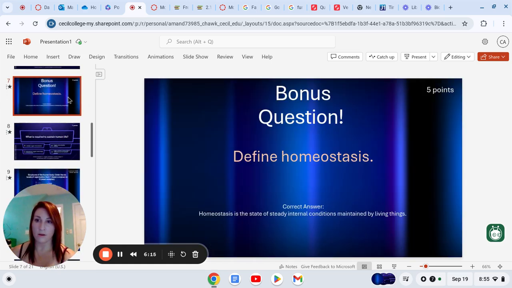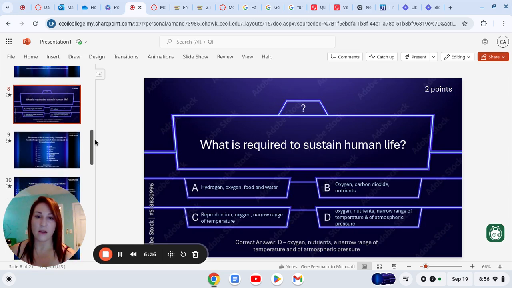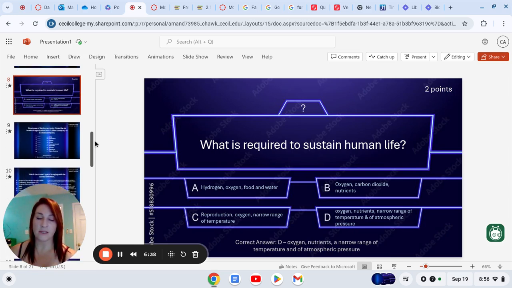And another bonus question, define homeostasis. So I put the textbook definition that it is the state of steady internal conditions maintained by living things, but obviously there's a variety of different ways that the student could phrase that. So it's up to you if you want to give them the points or not. The next question is, what's required to sustain human life? So the correct answer would be D, oxygen, nutrients, a narrow range of temperature, and of atmospheric pressure.